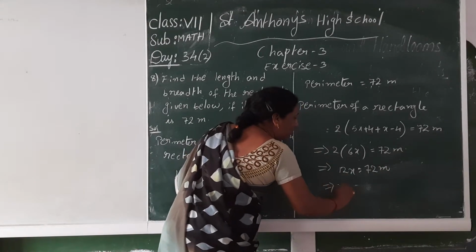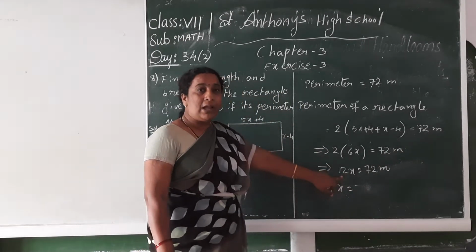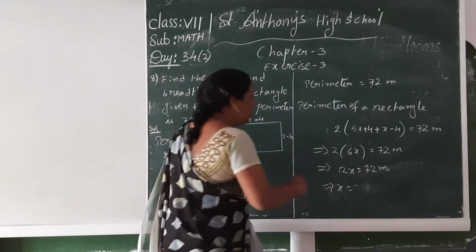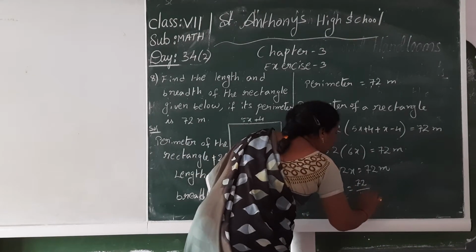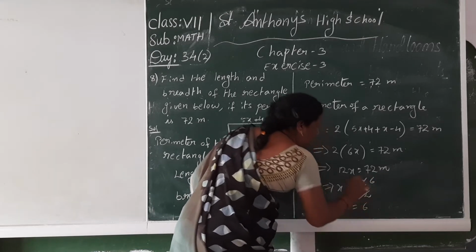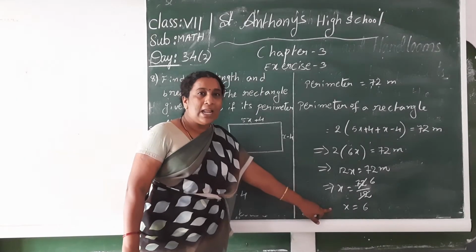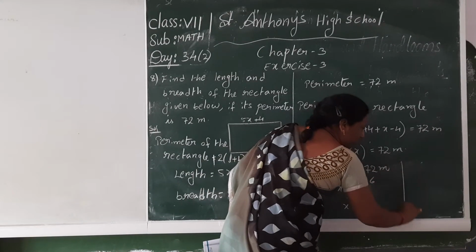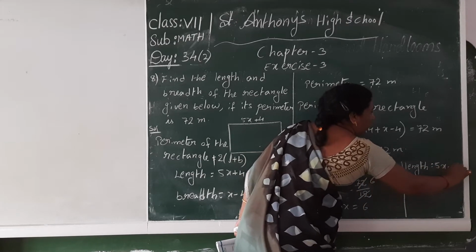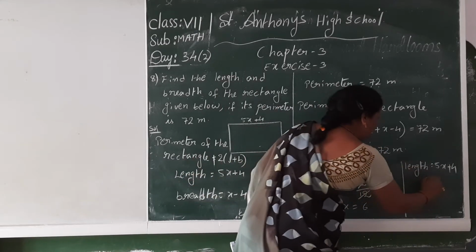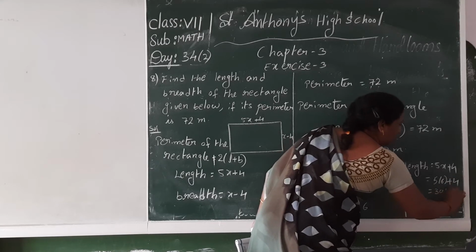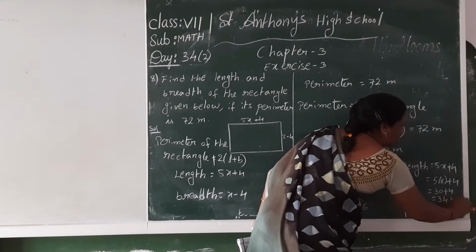Now x is equal to, here it is multiplied, so by transposition method I have to take this 12 to RHS. Here it is dividing. x is equal to 72 by 12. Now 6 12s are 72. Here you know x. Now you have to find length and breadth. Now substitute the values. Here what is the length? 5x plus 4. Now 5 into 6 plus 4. 5 6s are 30. 30 plus 4 is equal to 34 meters.